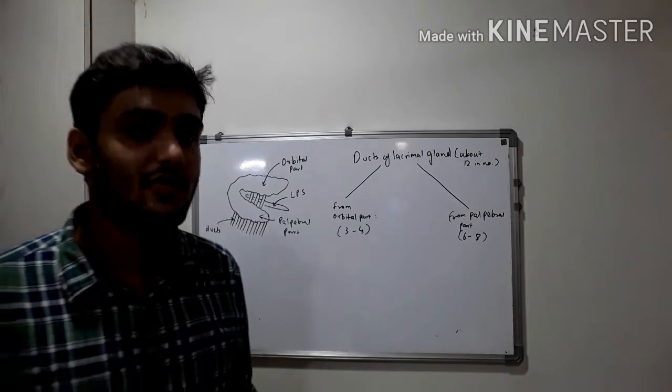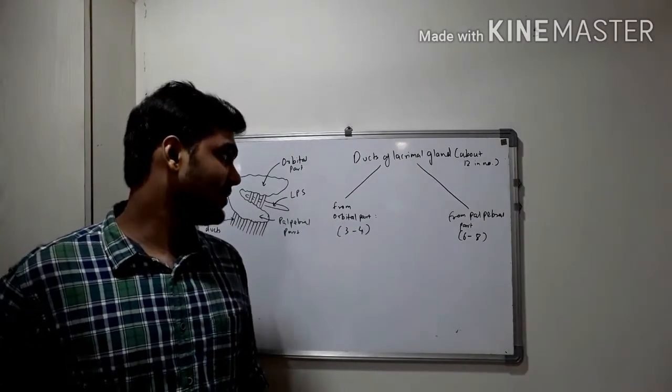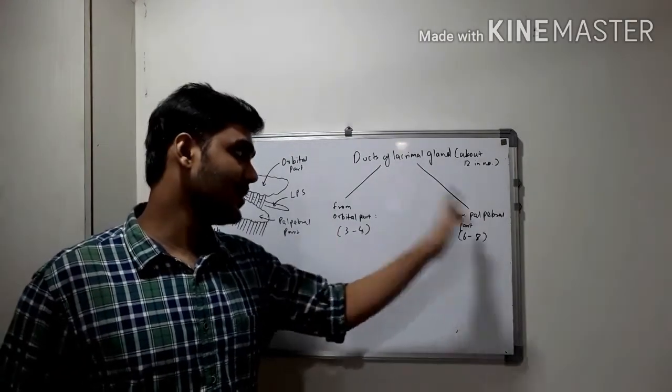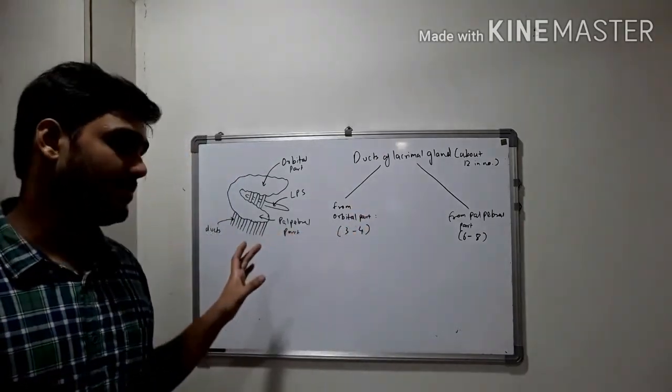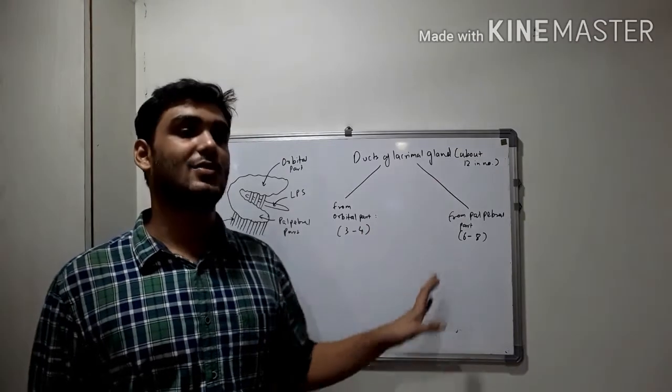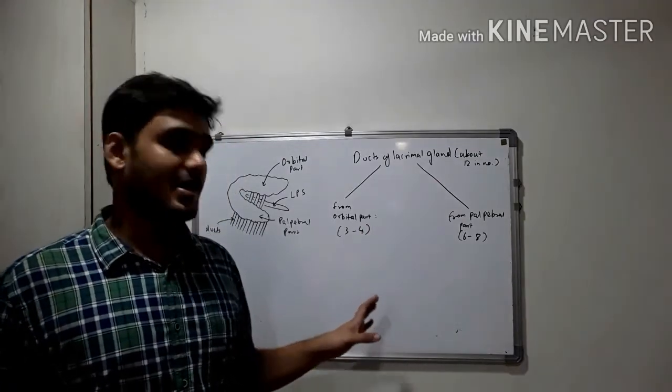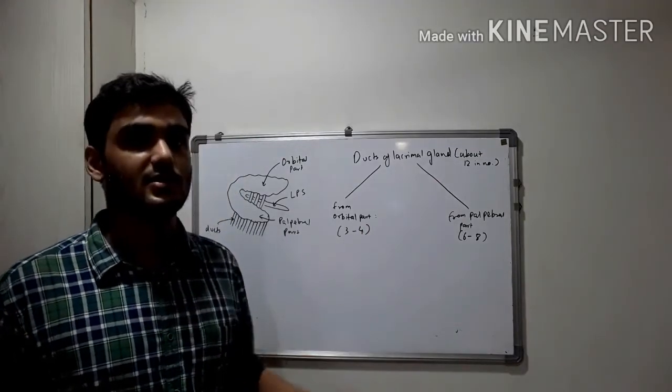And talking about the ducts of the lacrimal gland, we have ducts emerging from the orbital part and ducts emerging from the palpebral part. In total the ducts are about 12 in number, and the majority of them are from the palpebral part, that is about 6 to 8, and the orbital part gives rise to about 3 to 4 ducts.